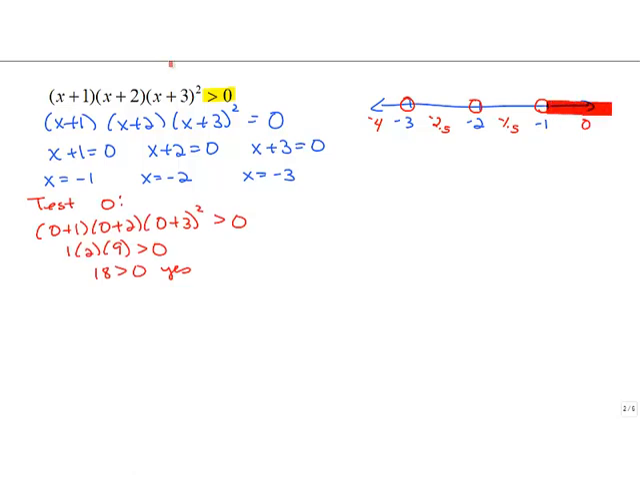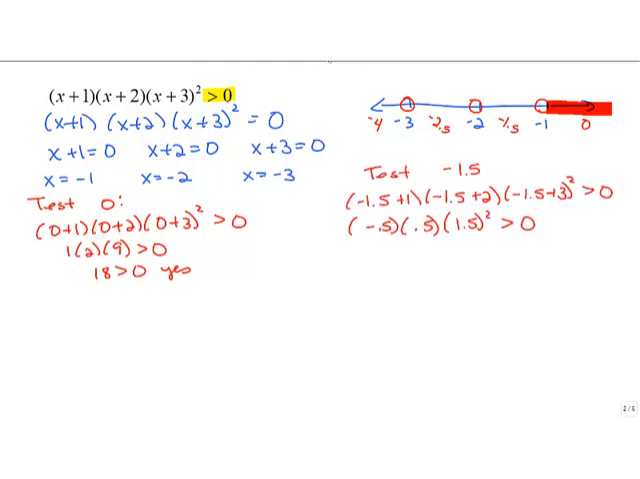Since 0 yields a true statement, I will shade that part of the number line. You could use a calculator or just look at the signs when you're testing -1.5. Since I have one negative multiplied by 2 positives, I know my answer will be negative. A negative number is never greater than 0.